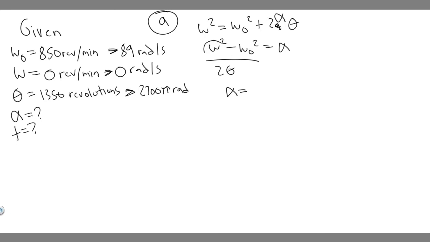Angular velocity, the final is going to be 0. So 0 squared is still 0. Minus, and then it's going to be 89 squared, right? We're just plugging it in. So this is really just minus 89 squared. So make sure the minus sign's outside of it. And then it's going to be 2 times theta, which is 2 times 2,700 times pi. So if you go ahead and do this, 89 squared, then you divide that by the bottom, right?